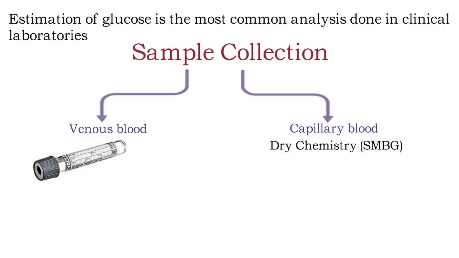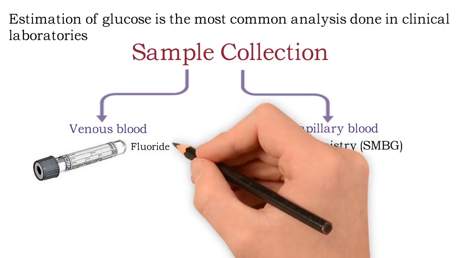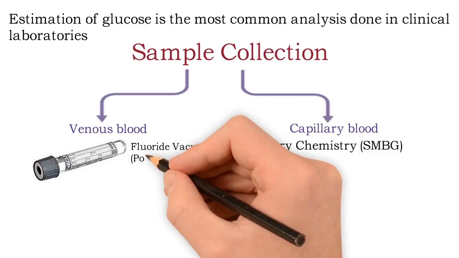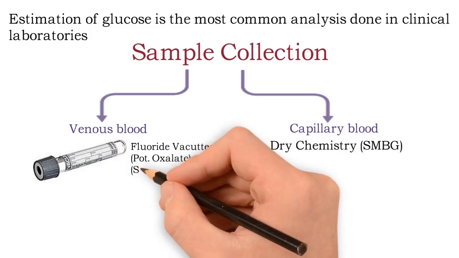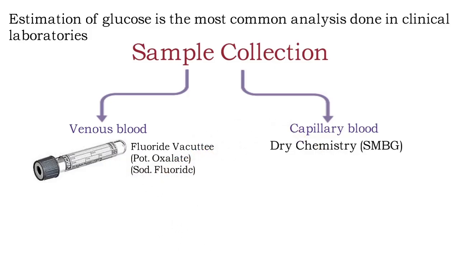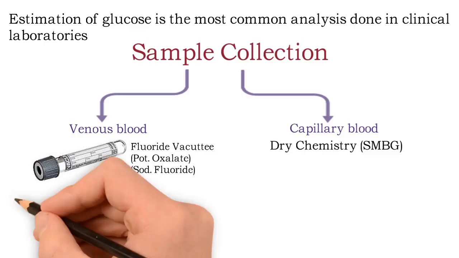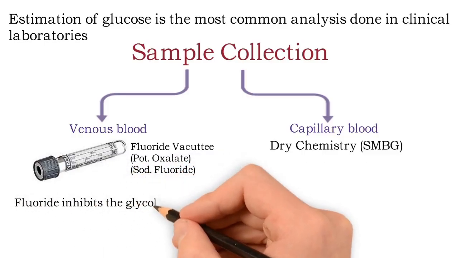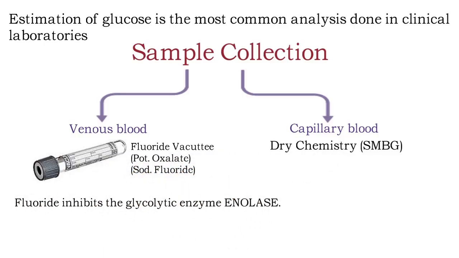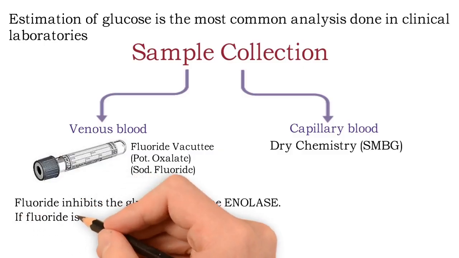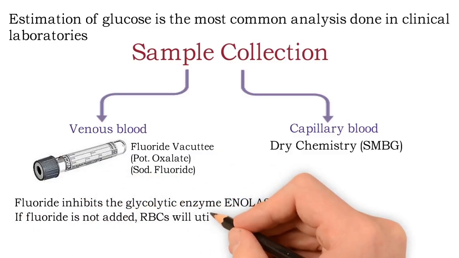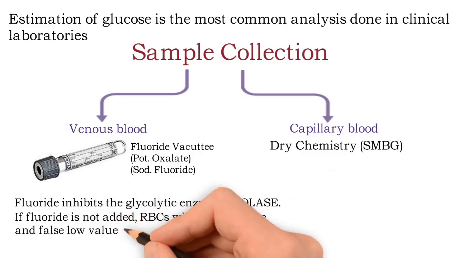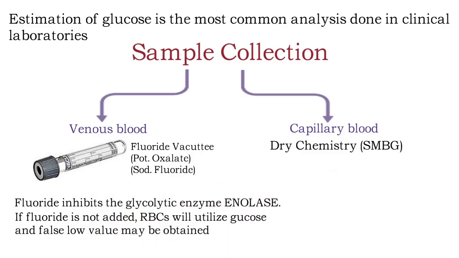Venous blood is collected in grey colored top vacutainer that is called fluoride vacutainer. It contains potassium oxalate as anticoagulant and sodium fluoride. Then plasma is separated for glucose estimation. Fluoride inhibits the glycolytic enzyme enolase, so the glycolysis is inhibited in RBC. If fluoride is not added, RBCs will utilize glucose and a false low value may be obtained.